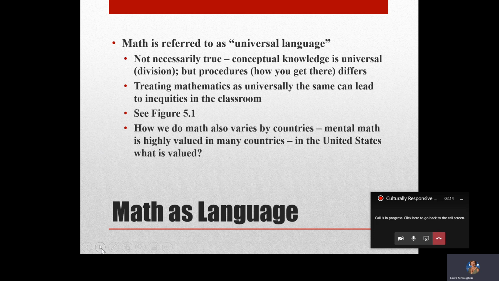So sometimes math is referred to as a universal language, but this is not necessarily true. So conceptual knowledge is universal, like division, but procedures and how we get there differs. So treating math as universally the same can lead to inequities in the classroom. So not all students or cultures have the same processes and procedures on how they do math.